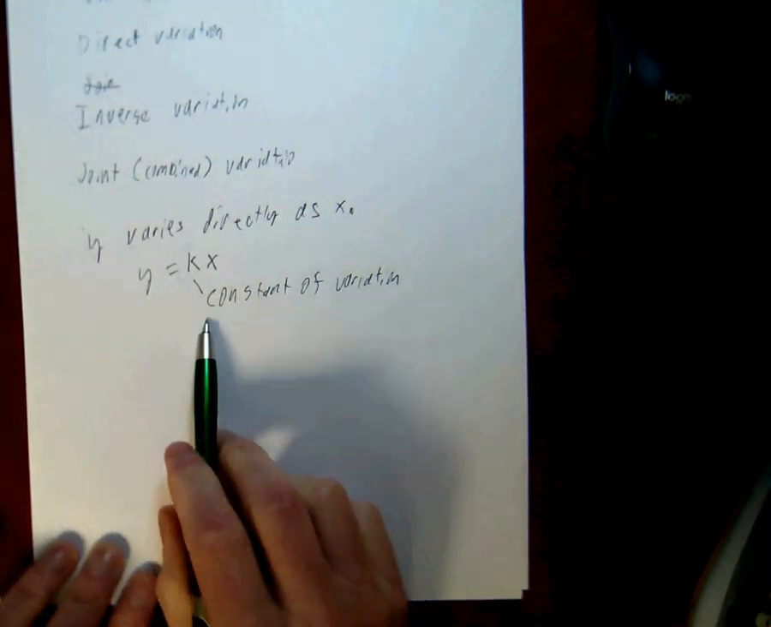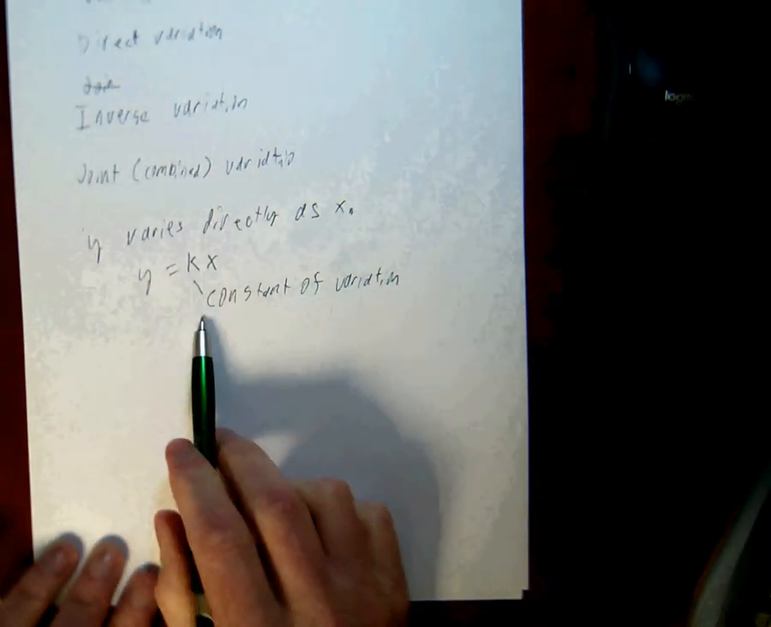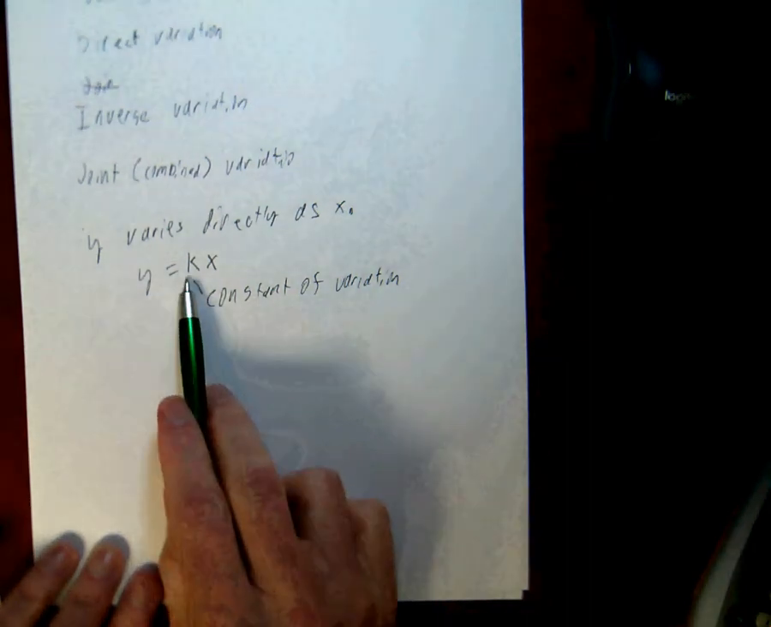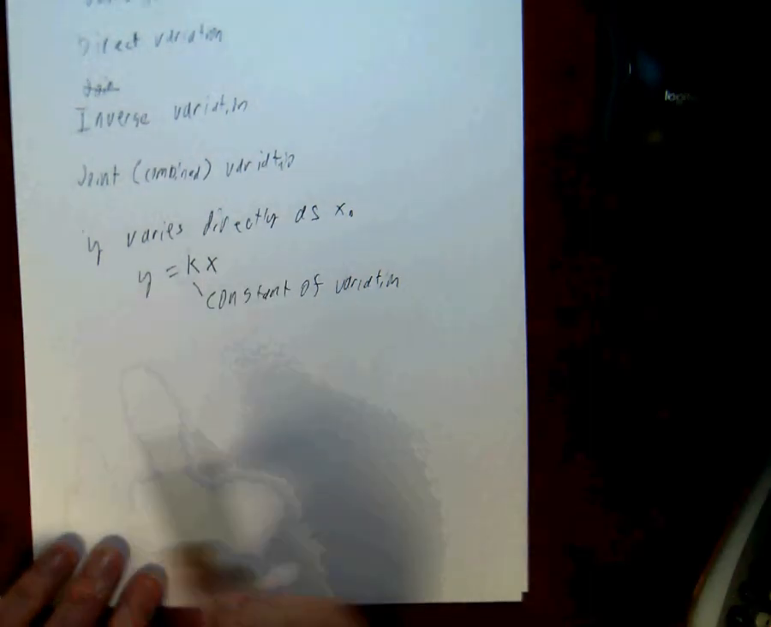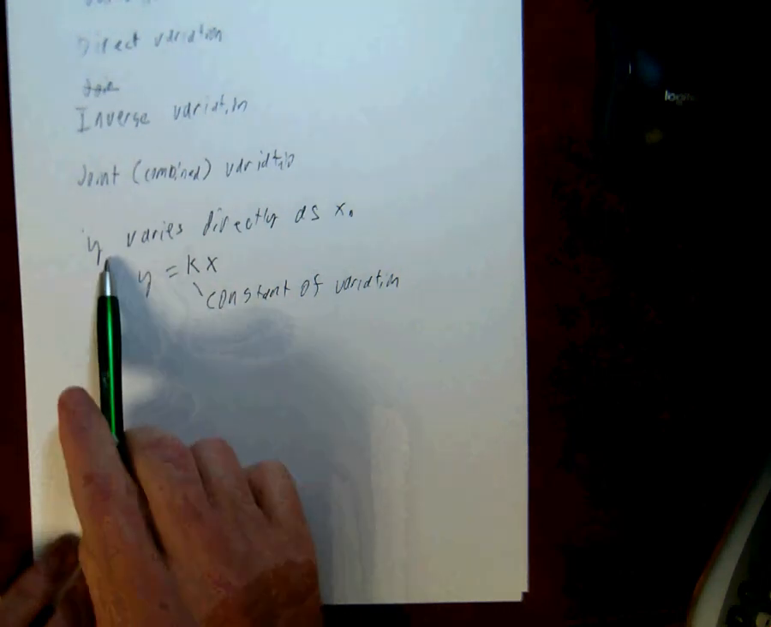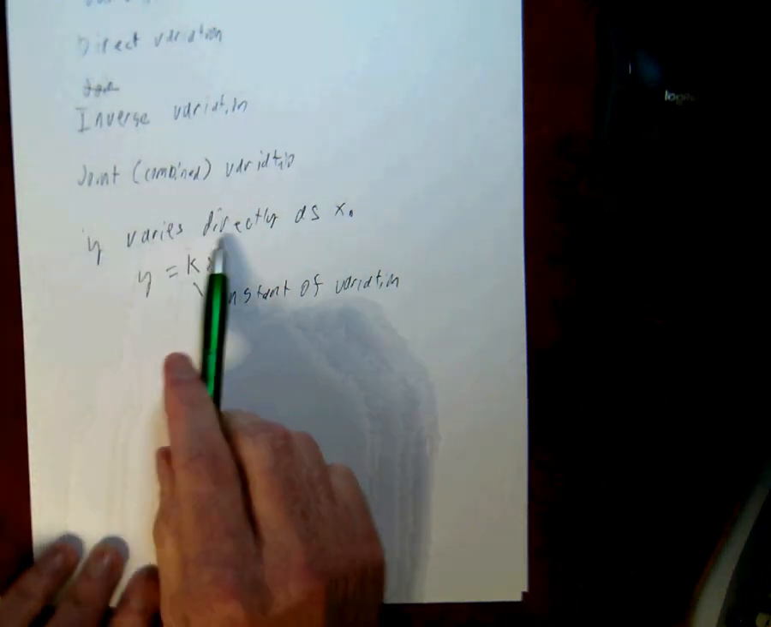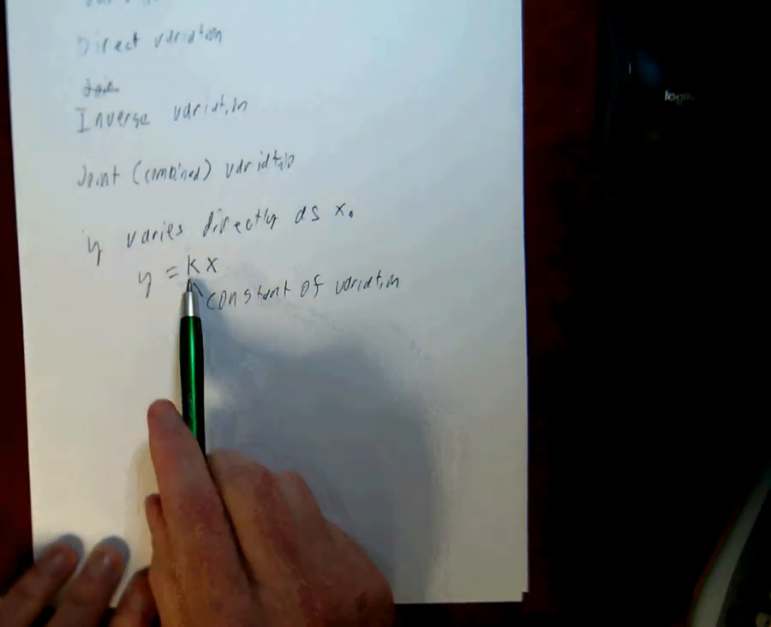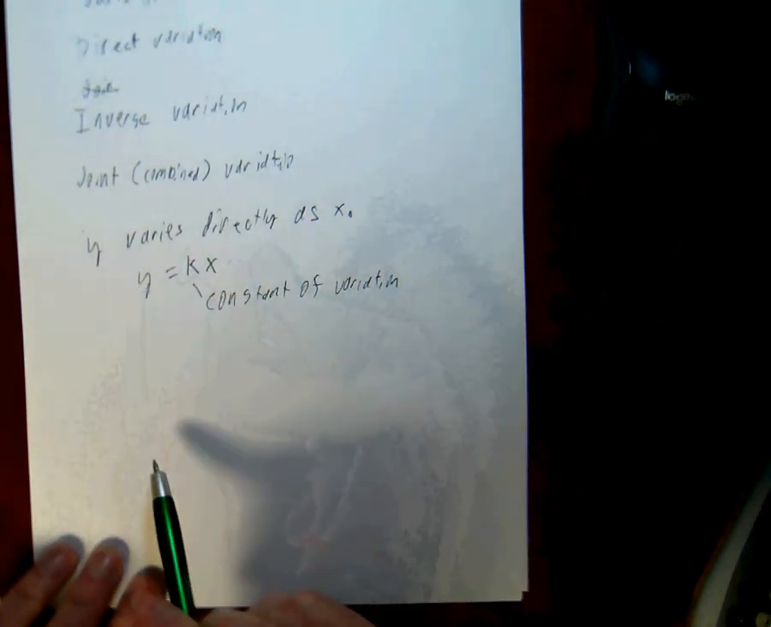Apparently they have trouble spelling constant. I guess, yeah, C was taken, so the next K sound was the K, so that's where you get your constant of variation. So if I give you the equation, it says y varies directly as x, then you instantly write down y equals x, and then your constant of variation, so it's y equals kx.